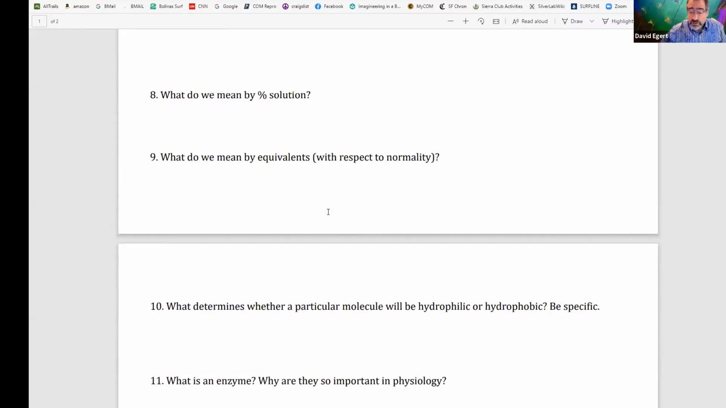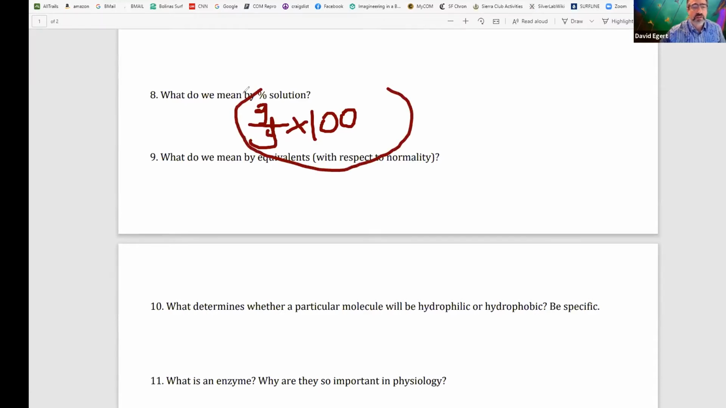Percent solution, at the core of it, I just wanted someone to say grams of solute over grams of solution times 100, if it's by weight, or mils of solute over mils of solution times 100, if it's by volume. That's at the core of it. It's a way of specifying concentration by weight or by volume.